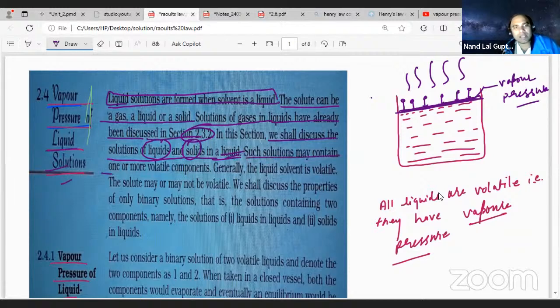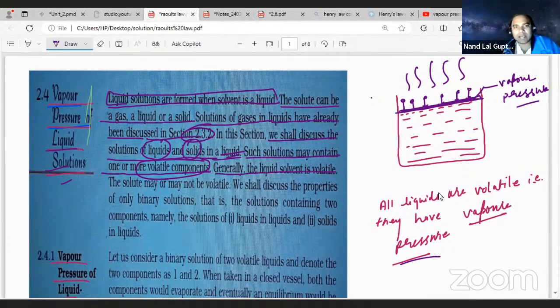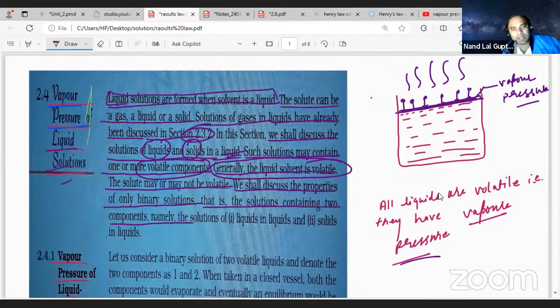Such solutions may contain one or more volatile components. What is a volatile component? One that has vapor pressure. Generally, the liquid solvent is volatile. The solute may or may not be volatile. We shall discuss the properties of only binary solutions, that is, solutions containing two components: the first, liquid in liquid, and the second, solid in liquid.